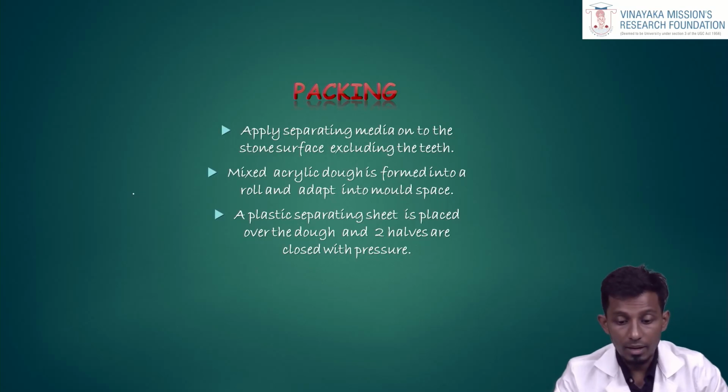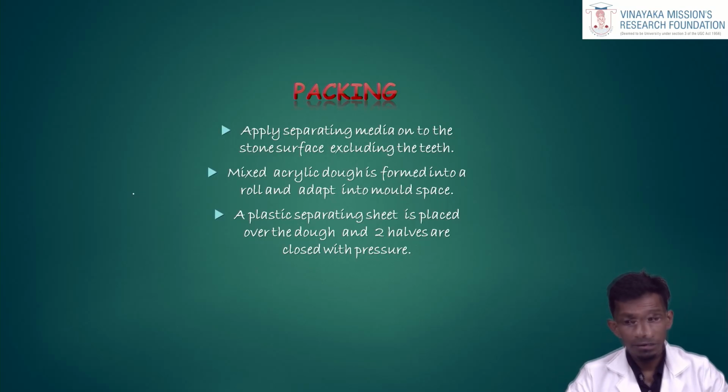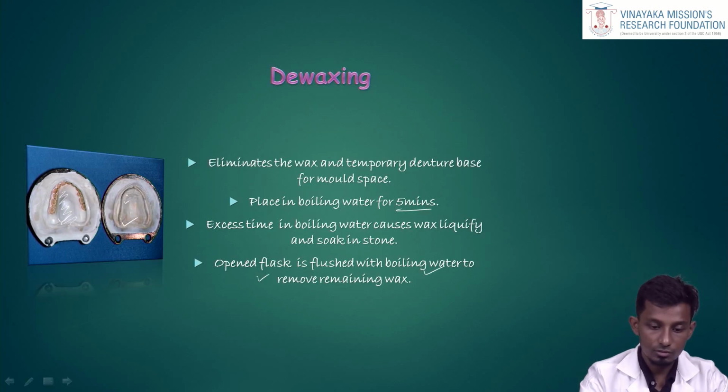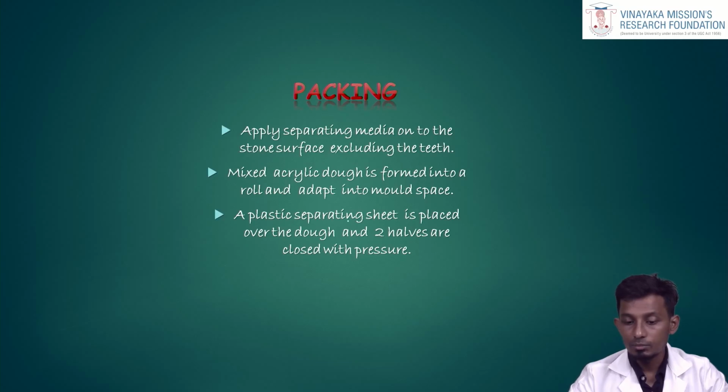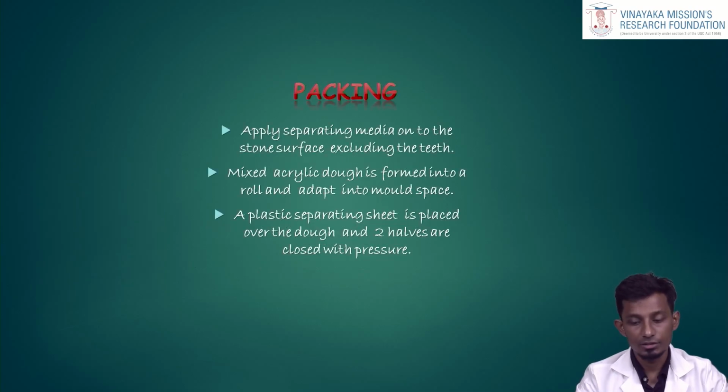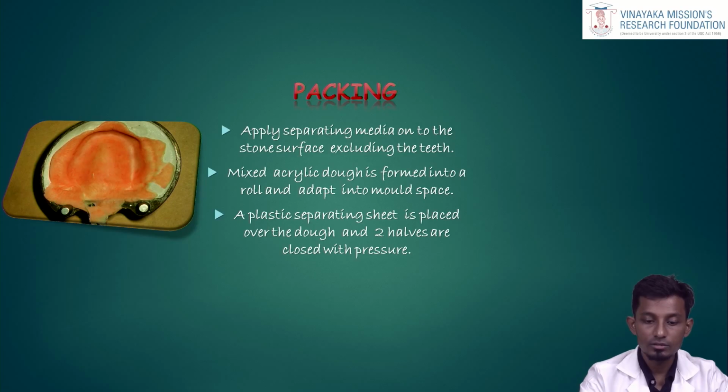Once dewaxing is done, packing is done. Packing is nothing but placement of the acrylic material in the space where wax was previously found. Now apply a separating media on the stone surface excluding the teeth surface, and acrylic dough is mixed, rolled and adapted into the mold space, wherever wax was placed previously. A plastic separating sheet is placed over the dough and the two halves are closed with pressure. Now once acrylic is placed, we place a sheet of polythene, a plastic separating sheet. So when the acrylic is packed into the mold space, it looks something like this.